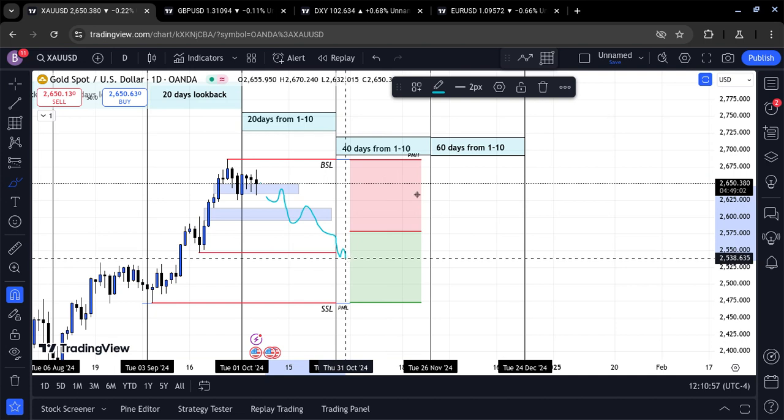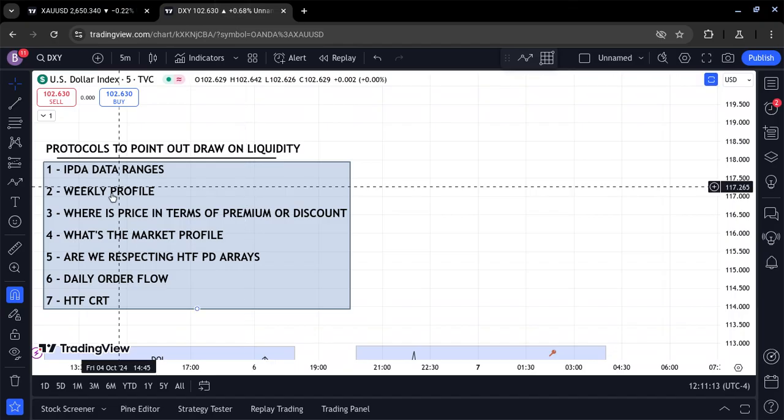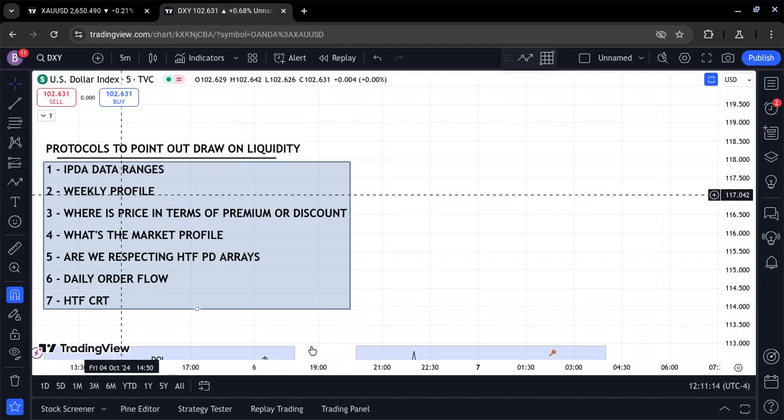You understand? So this is the idea for the data ranges. And let me just close this because the laptop is actually slowing down. I don't know why. But anyways, let's get back. We have our weekly profiles. Let me just give you a few examples of weekly profiles.